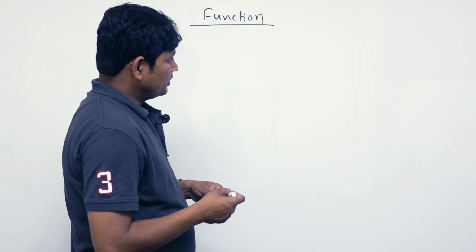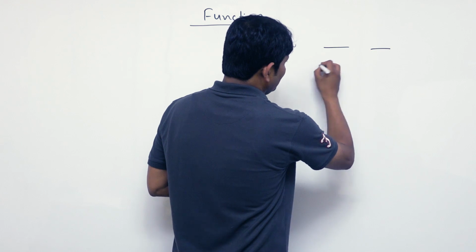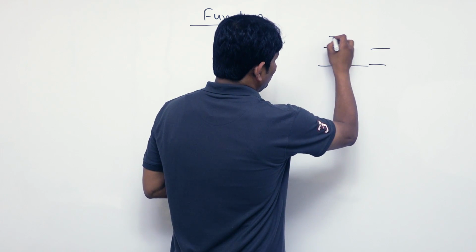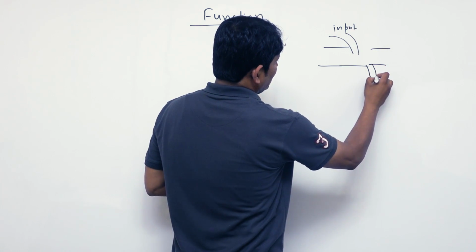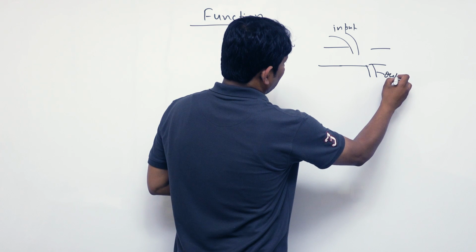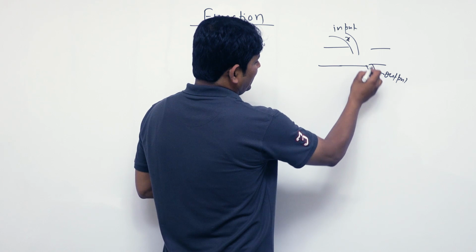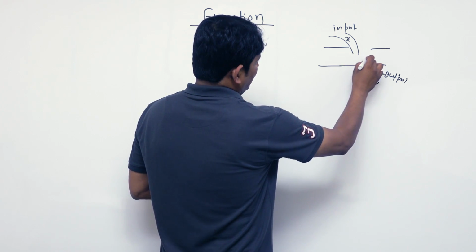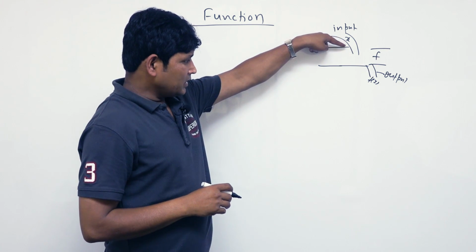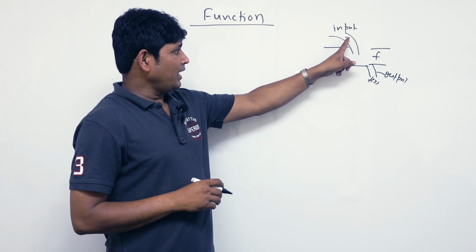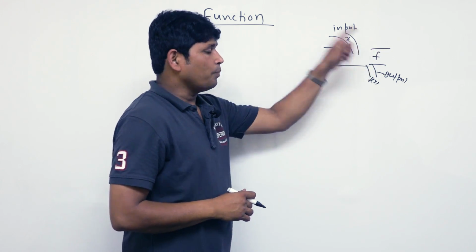So function is an operator. In a function, we can see, suppose there is a machine, we put in an input and we get output from there. Suppose we put input x, we'll get output f(x). Here f is an operator. Here we put x, f makes x into f(x). So f(x) is an output, x is an input, f is an operator.